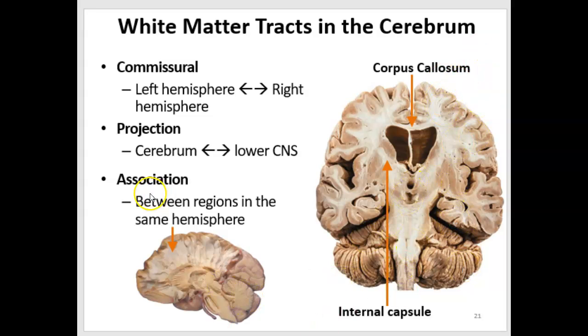And then thirdly, our association tracts. They carry information within the same side of the brain, so the same hemisphere. And you can see on this picture on the lower left, the white matter is radiating to different parts of the cerebrum, the cerebral cortex, in fact. So this concludes information on the functional anatomy of the cerebrum.